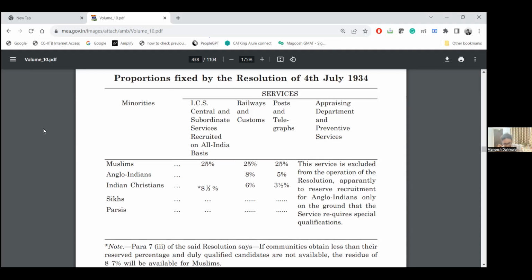Because the minority status was not granted to the scheduled castes, the scheme of providing the principles and methods by which representation was provided to the various minorities like Muslims, Anglo-Indians, Indian Christians, Sikhs, and Parsis is given here in this particular column, where we can clearly see that it's very unjust for the scheduled castes. We are going to see in the memorandum how it culminates in denying adequate representation to the scheduled castes.